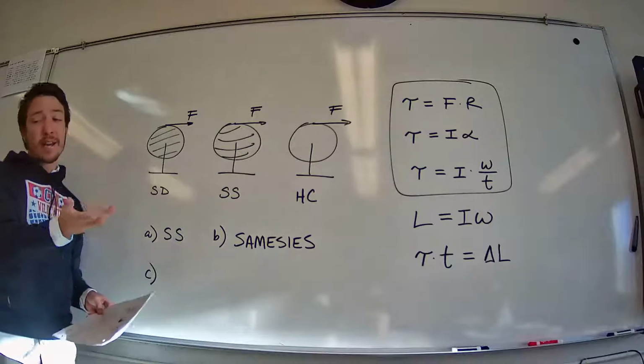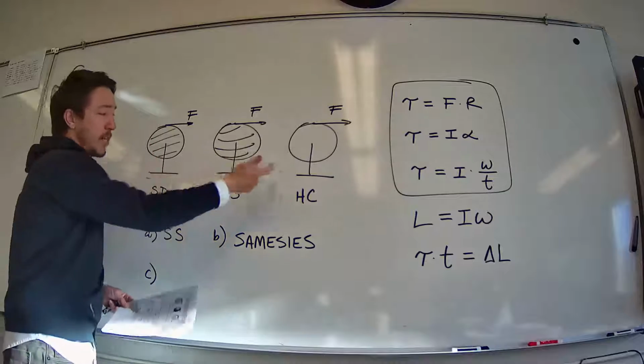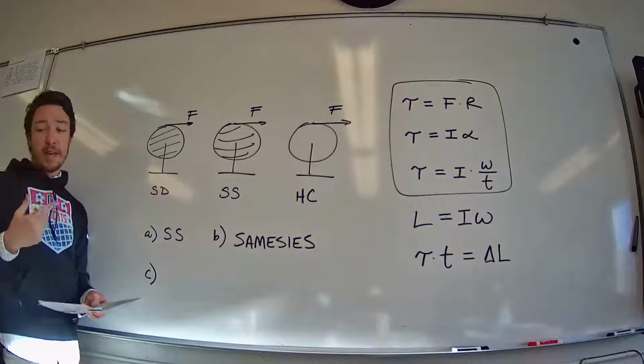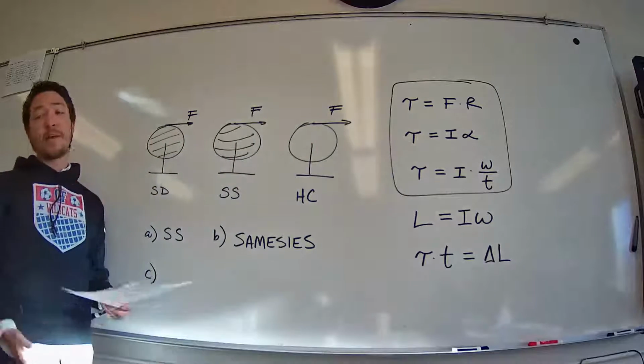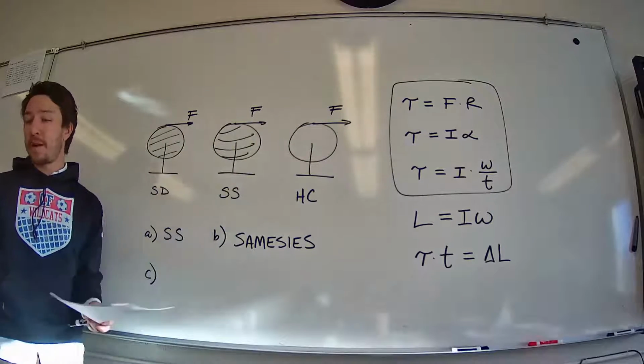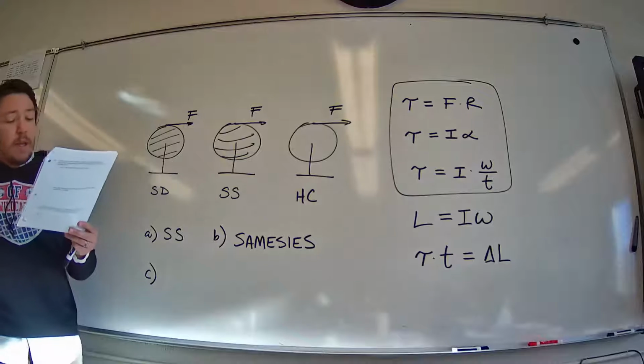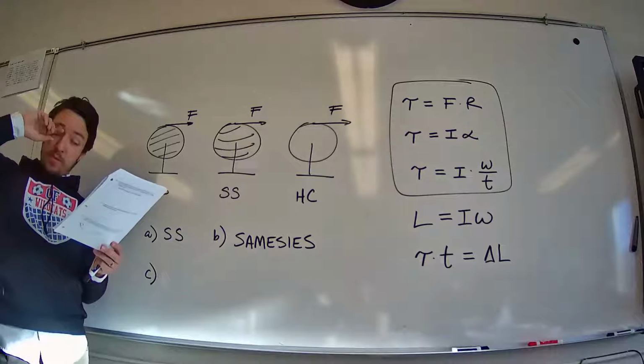So the idea there is, I don't care what these objects are really, if they're free to spin and you exert the same torque over the same time, they have to have the same angular momentum at the end. Doesn't matter what shape they are. Okay. C is the trickiest one.